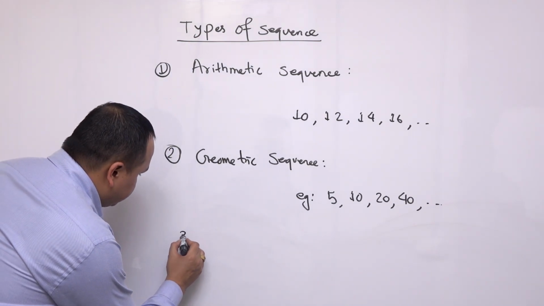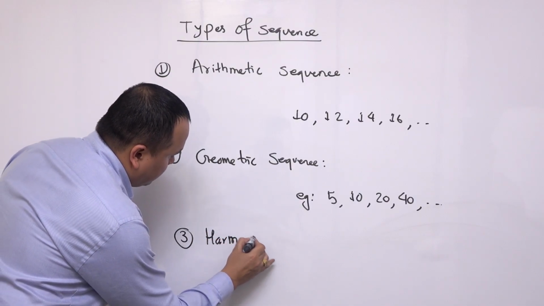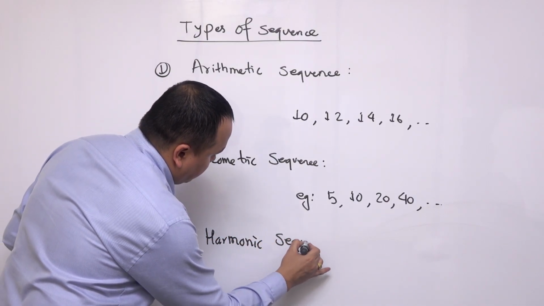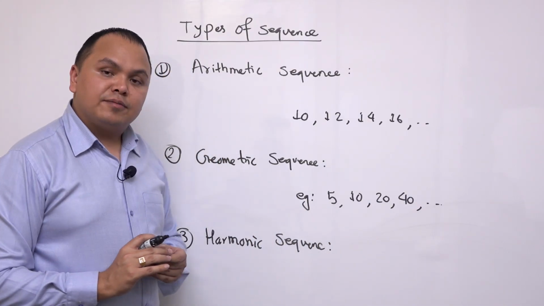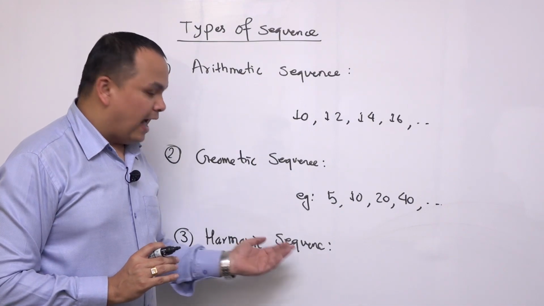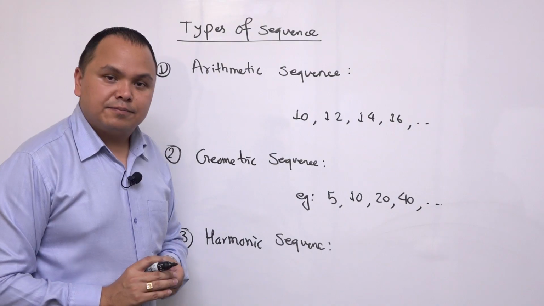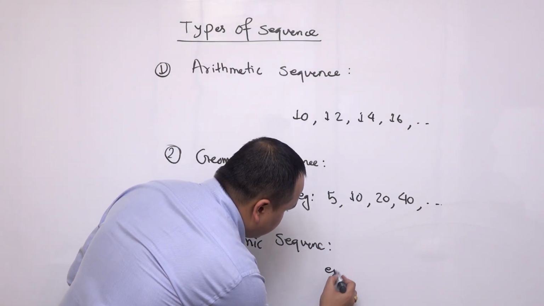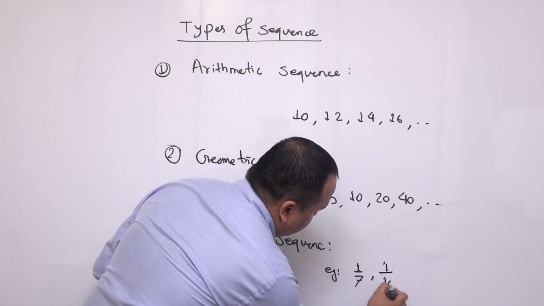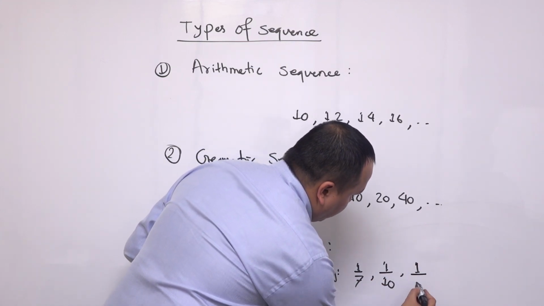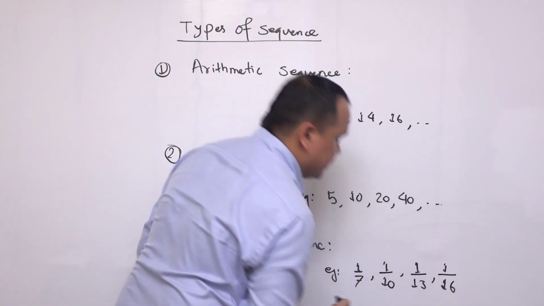The third, harmonic sequence. A sequence of numbers is said to be a harmonic sequence if its reciprocals are an arithmetic sequence. Example, 1/7, 1/10, 1/13, 1/16.